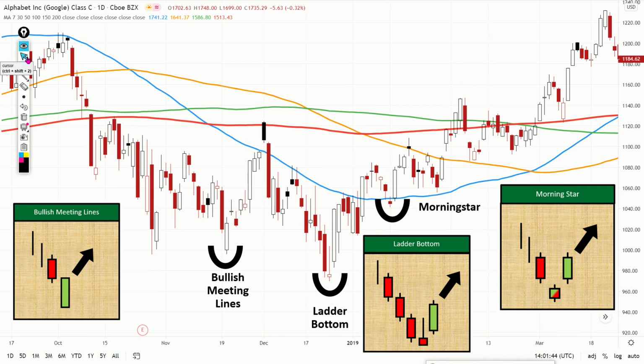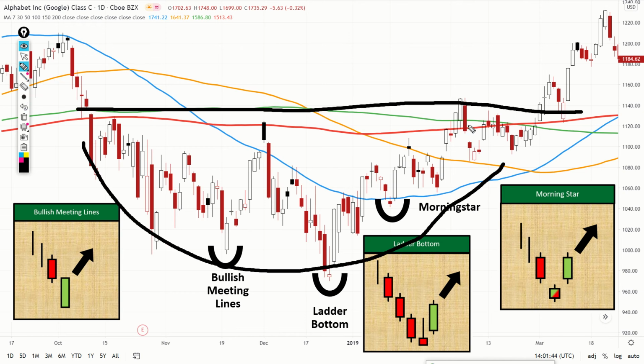And you can see when this is actually happening, this chart pattern right here, we call it a rounding bottom. All right. So what you can see right here is that a lot of these combinations start happening. All right. You can see a lot of rejection, and you can see morning star, ladder bottom, bullish meeting line here.